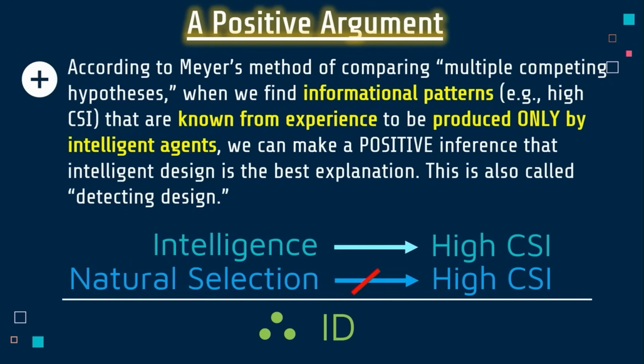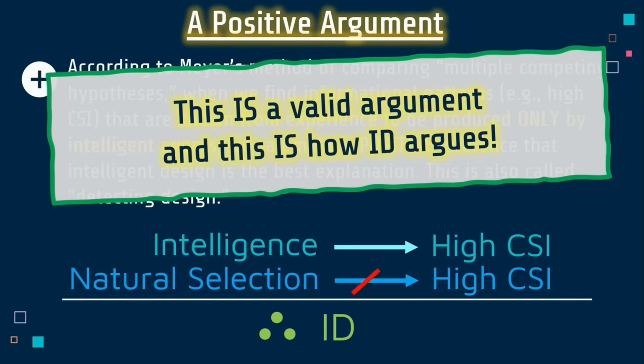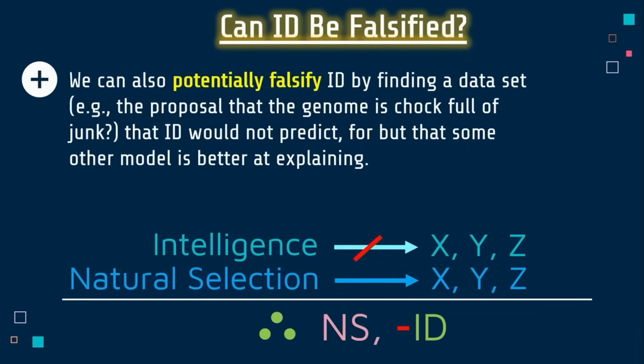So intelligence is the cause of high CSI. Natural selection cannot generate high CSI, therefore we infer design. This is a valid argument, and this is how ID argues. We can also potentially falsify ID by finding a data set that would not be predicted by intelligent design, such as, for example, the claim that the genome is chock full of junk DNA. This is not something that ID would predict, but some other model might be better at explaining that. So if intelligence does not explain X, Y, and Z, but natural selection does explain X, Y, and Z, then we could falsify ID and say that ID really does not explain this data set. Turns out junk DNA isn't true, but that's for another time.